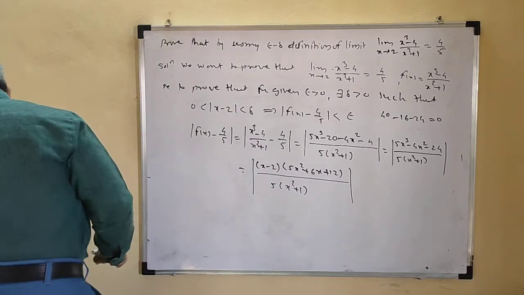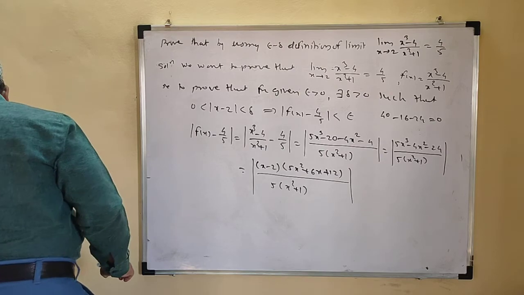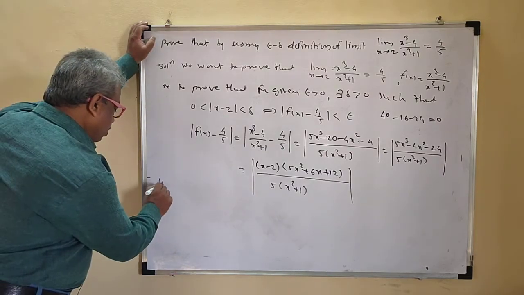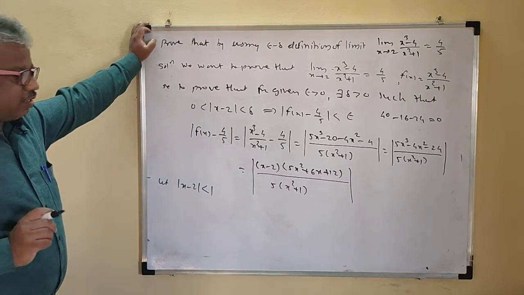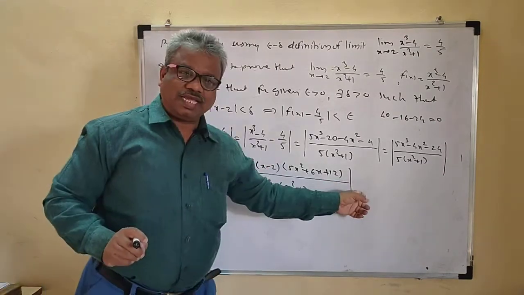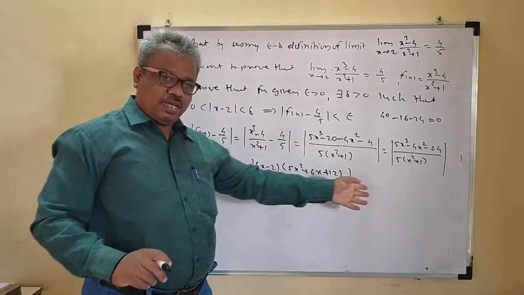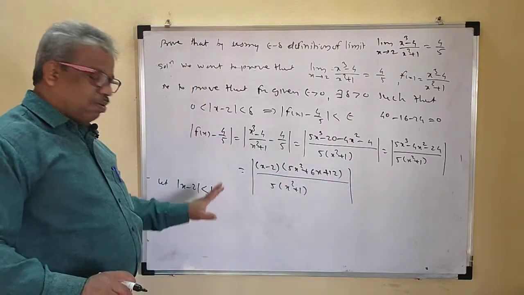Okay, so what we will do, we'll do this for, let |x minus 2| be less than 1. We'll take the 1, and this is less than epsilon. We'll take a delta as whatever we get in terms of epsilon, and the minimum of 1 and that epsilon.